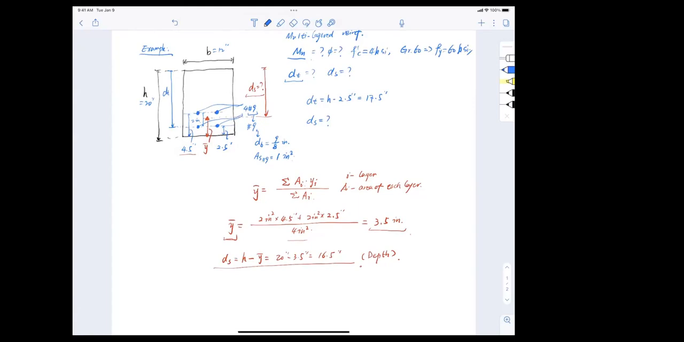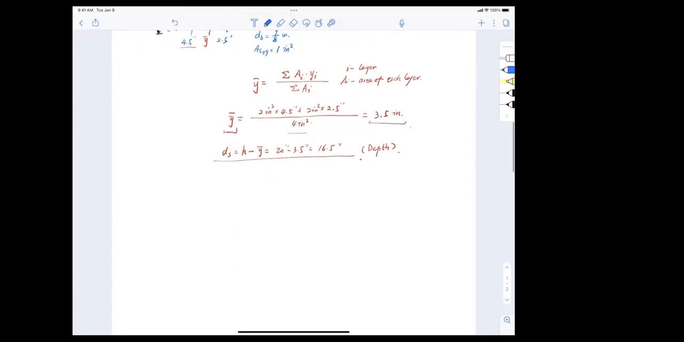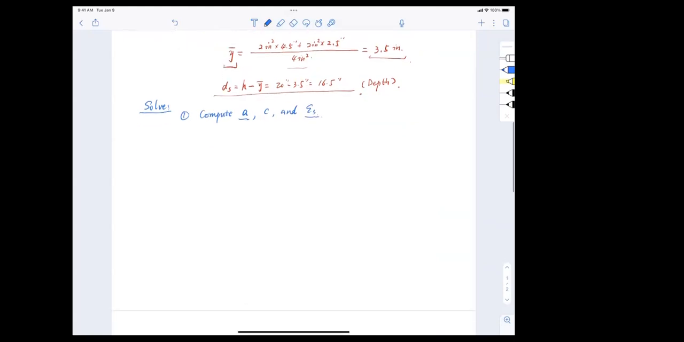Okay. All right. So how to solve this problem? You say solve, very confident, right? Although we may not know the exact number and what happens, I can start my journey, right? So solve it first. What do you do? First, I need to compute the effective compressive zone a, actual compressive zone c, and strain in the bar epsilon s.